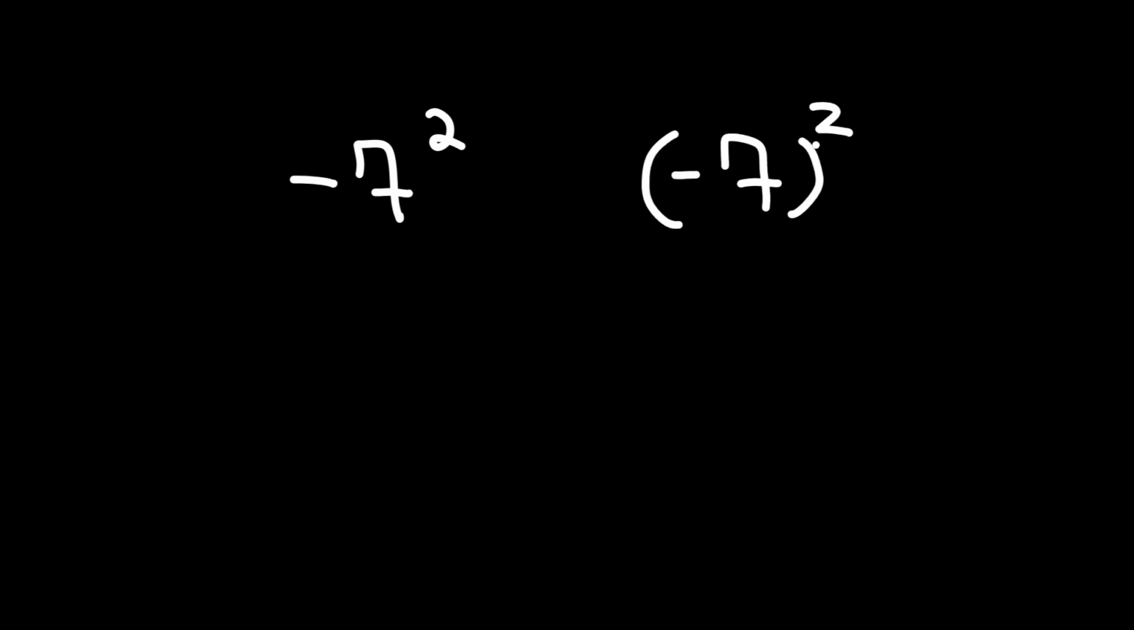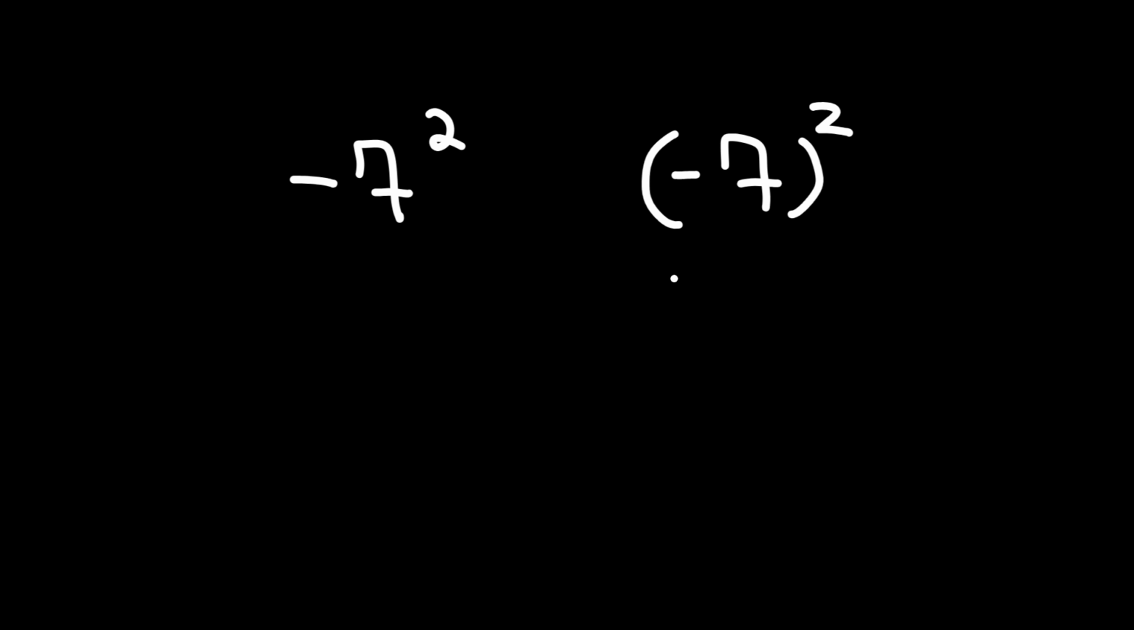Now, here's where things get interesting. When you see a negative sign, the question is: is the negative included inside the square or not? It all depends on parentheses. If the negative is inside the parentheses, it means the whole number, including the negative, gets squared. If there are no parentheses, like negative 7 squared, then only the 7 is being squared, not the negative. The negative stays outside.